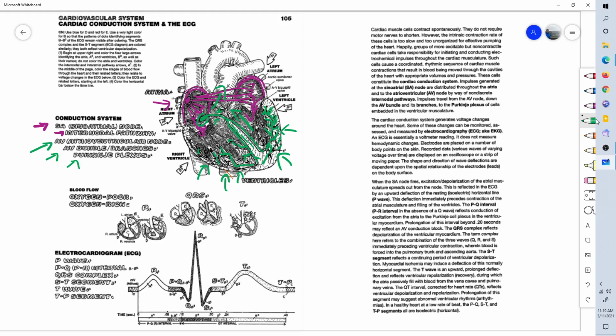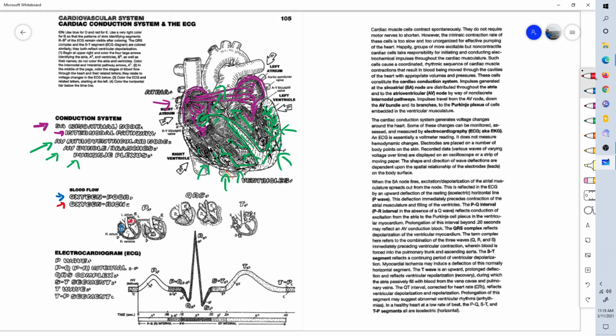So it looks like this. Oxygen-poor blood here, oxygen-rich blood in red. The oxygen-poor blood enters the right atrium, while the oxygen-rich blood at the same time enters the left atrium.